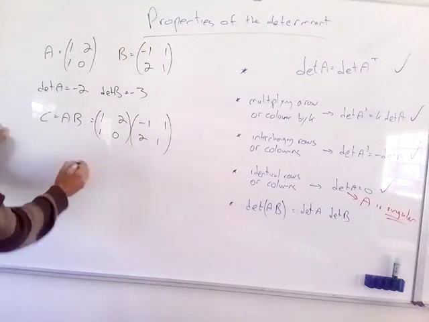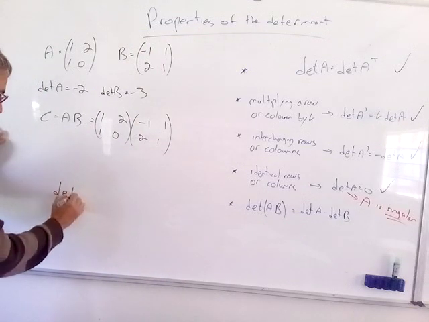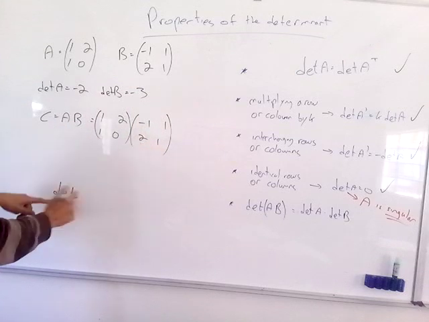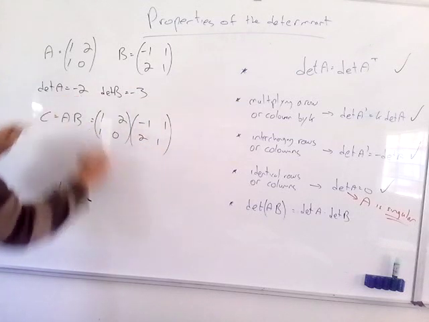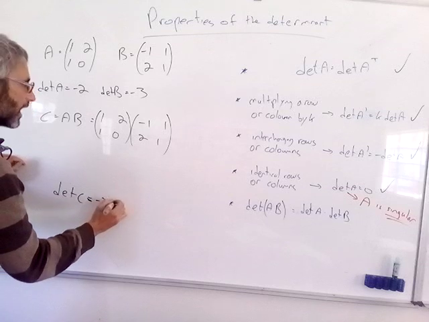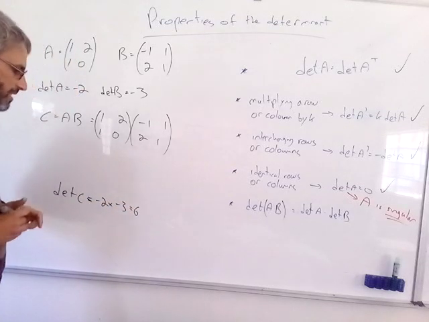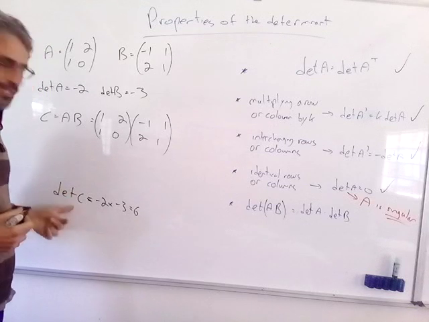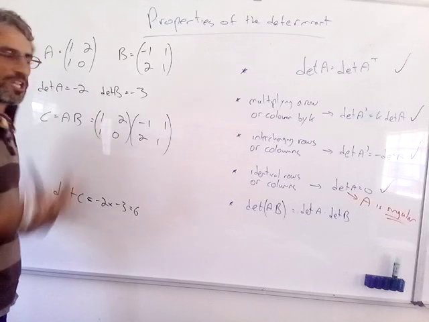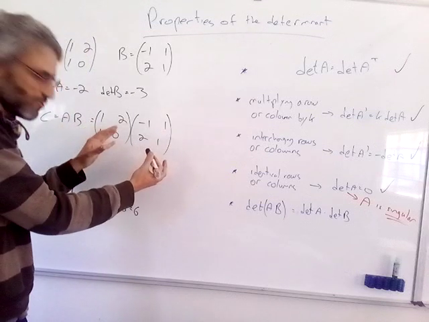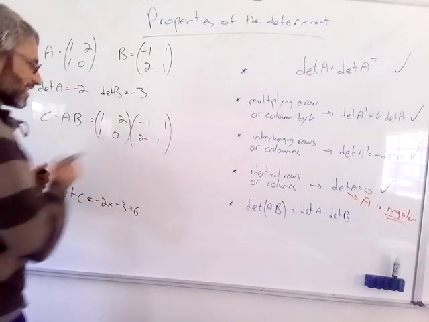But I can tell you now, I'll write it down here. Before we even calculate C, I don't know what C is, we're going to do it in a second, but the determinant of C should simply be -2 times -3, it should be 6. So see how cool this property is? I can calculate the determinant of this matrix without even knowing what that matrix is. Okay, so let's try and find out this matrix and then find the determinant and see that it's actually 6.